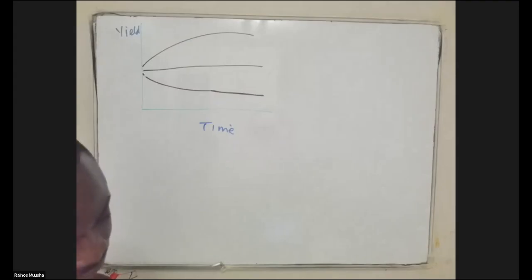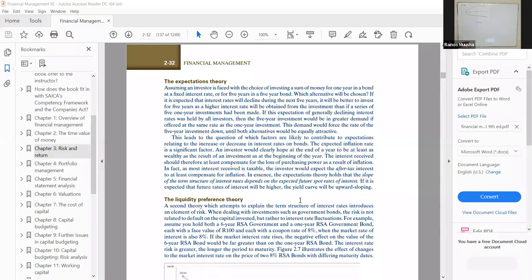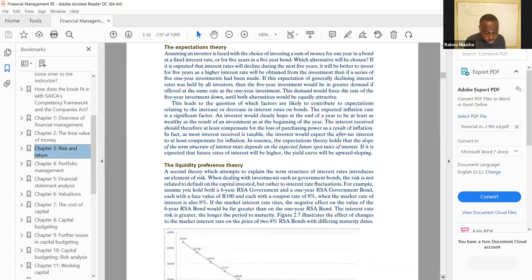So the expectations theory basically looks at what is expected when it comes to interest rates in the future. If they're expecting high interest in the future, the yield curve is upward sloping. If they're expecting the interest to remain the same, the yield curve will be flat. And if they're expecting interest to decrease in the future, then the yield curve would be downward sloping.